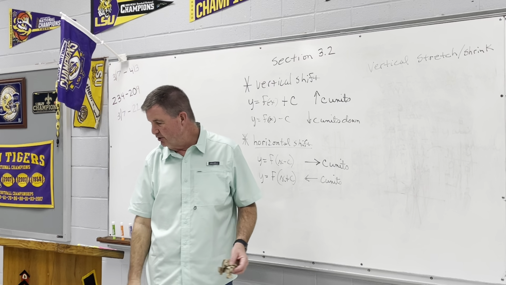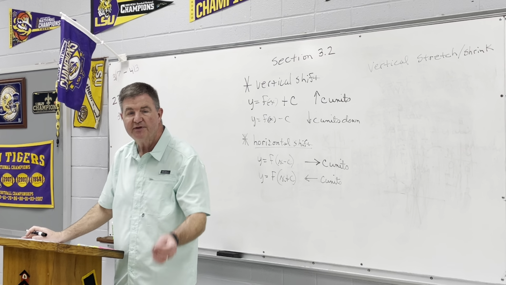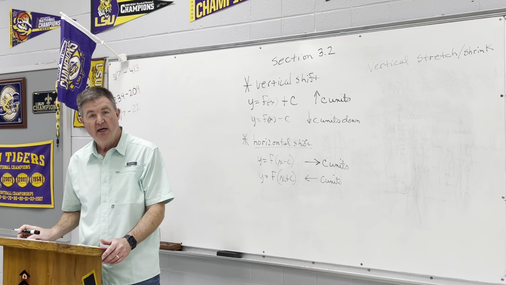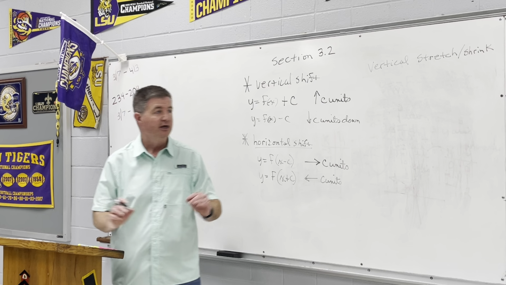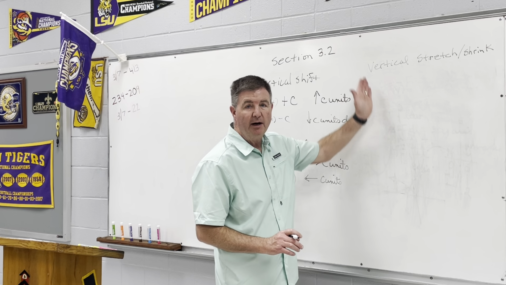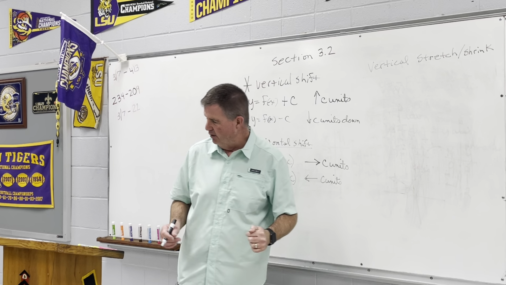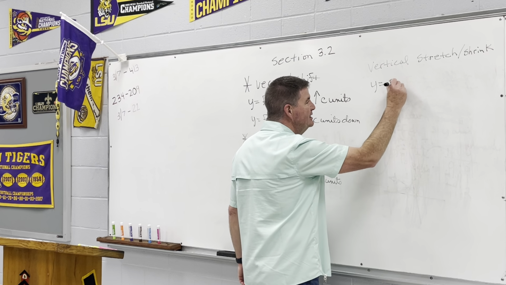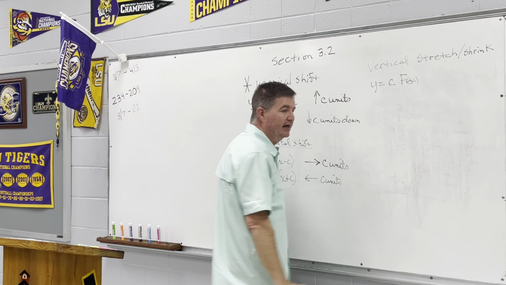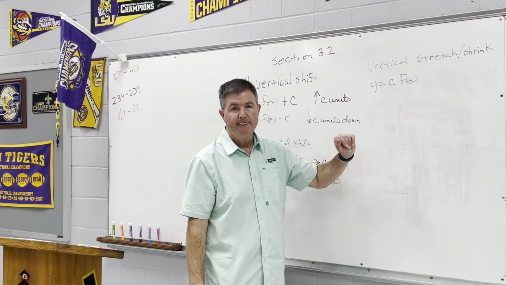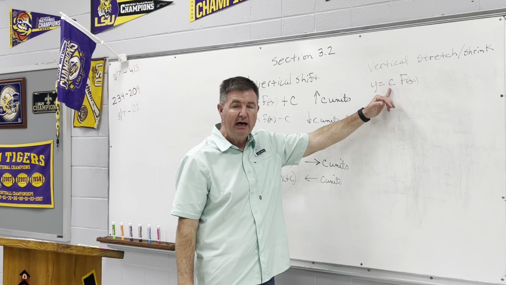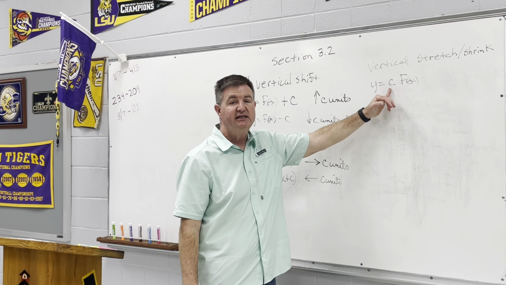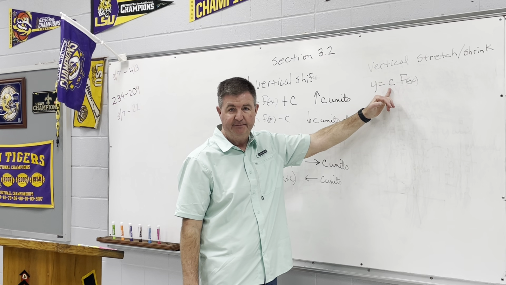With the vertical stretch or shrink, we are going to mess with the y values of the function, because the y values go up and down. So that's vertical. On a vertical stretch and shrink, I have y equals c times the function f of x, c being some number. If c is 2, I'll multiply the y values by 2. If c is 3, I'll multiply the y values by 3. If c is 1/2, I'll multiply the y values by 1/2, which makes them smaller.